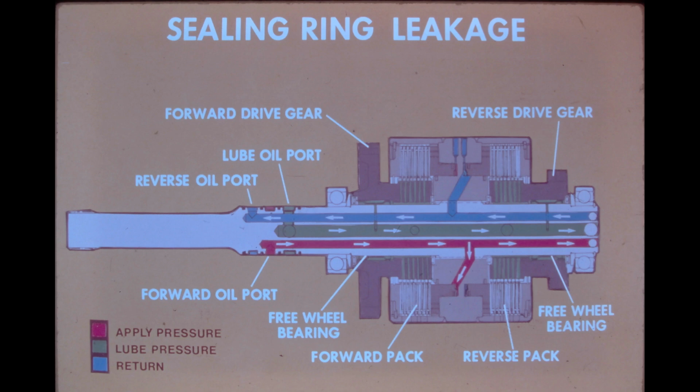If this sealing ring was leaking, reverse apply pressure would be low, and the draining forward drive supply line would show some pressure when the transmission was shifted to reverse. A leak at the sealing ring on the left side of the reverse port would show as a pressure loss in reverse, but would not produce any pressure reading in forward.